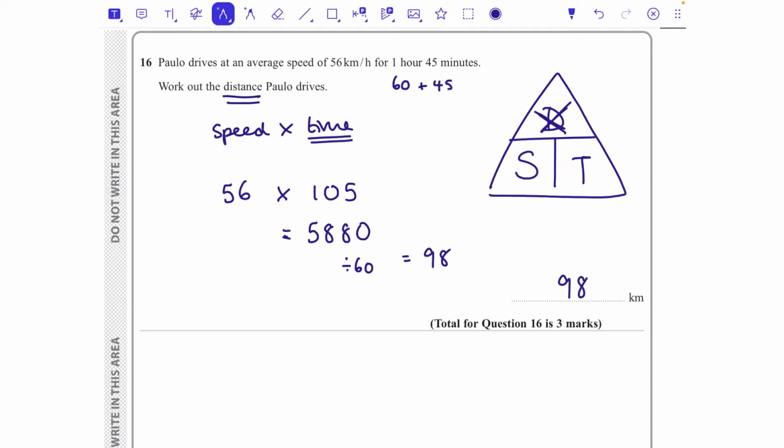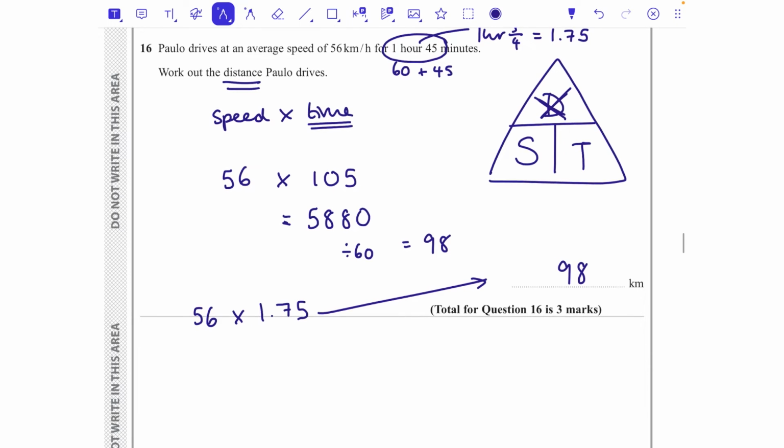The other way you can do it is to say that we're going to do the speed, which is 56, times by the time. Now 1 hour 45 is an hour and 3/4, and an hour and 3/4 is 1.75. That's how we write 3/4, 0.75. So you can just do 56 times 1.75, and that would get you straight to your answer of 98. So that's another way of doing it. And you can do it whichever way you find easier, whichever way makes more sense to you. It really doesn't matter.